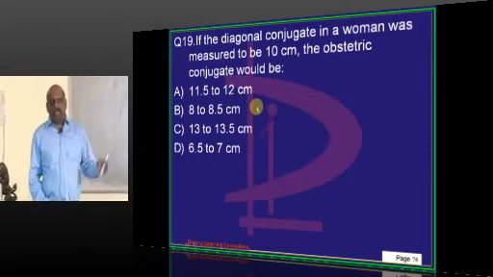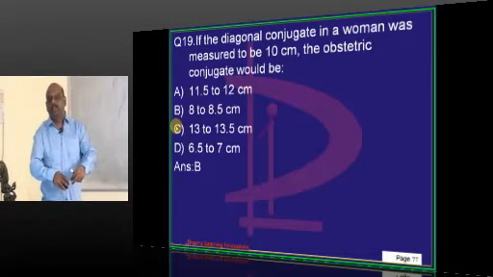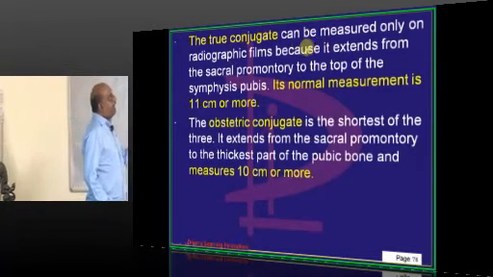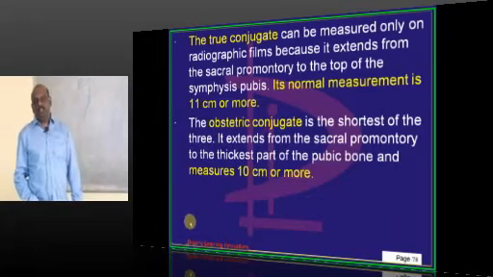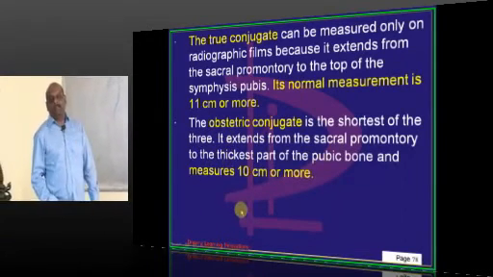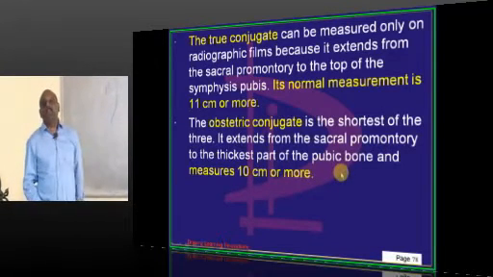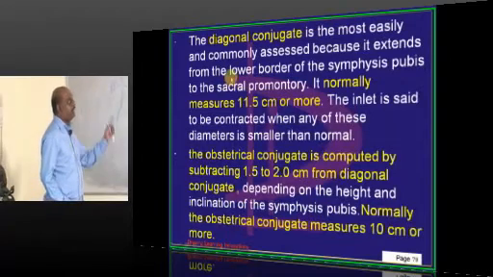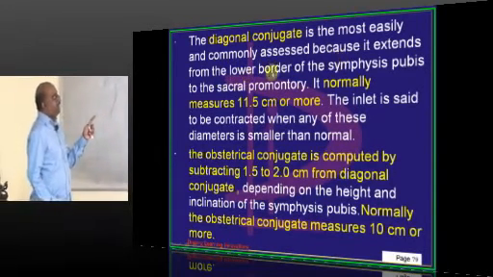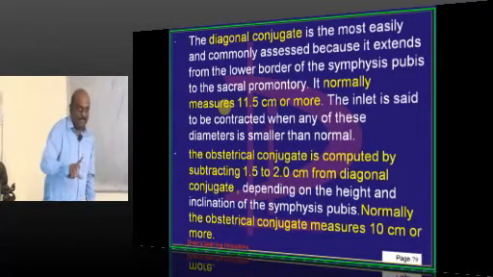Obstetric conjugate, diagonal conjugate, true conjugate: you must know all the measurements of the female pelvis in obstetrics for you to get the MD seat. The true conjugate can only be measured radiographically. Normally it is 11 centimeters. Obstetric conjugate is the shortest out of all three and it extends from the sacral promontory to the thickest part of the pubic bone, and it is 10 centimeters or more. Diagonal conjugate is the one most commonly assessed, because it extends from the lower border of the symphysis pubis to the sacral promontory.